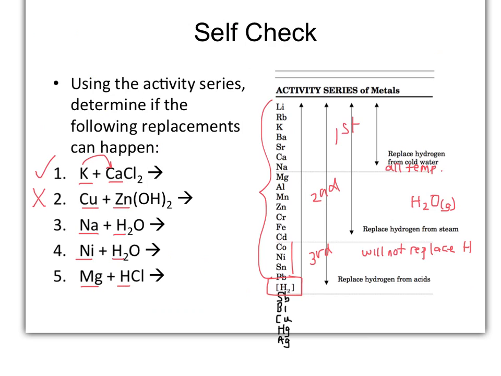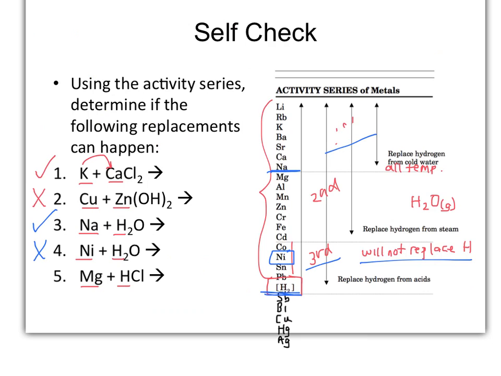So when we take a look at sodium, sodium is right here. Hydrogen is down here. We know that sodium is above it, so we would think it would react. It's also in that first tier, which means that it can replace at all temperatures, and so this reaction would definitely take place. But when we take a look at number 4, where we're looking at nickel, even though nickel is sitting above the hydrogen, it's in that third tier, and it will not replace the hydrogen.